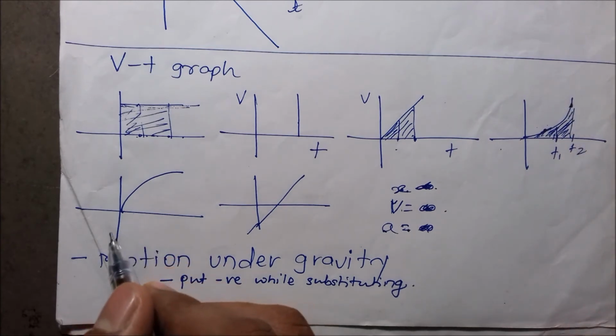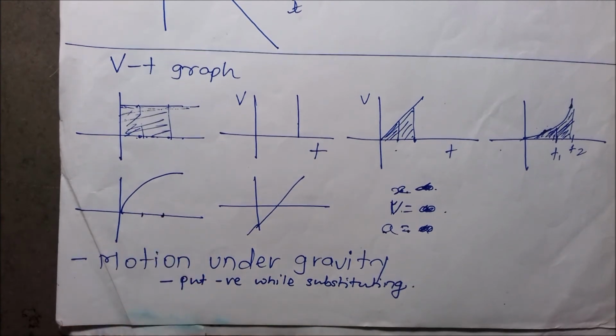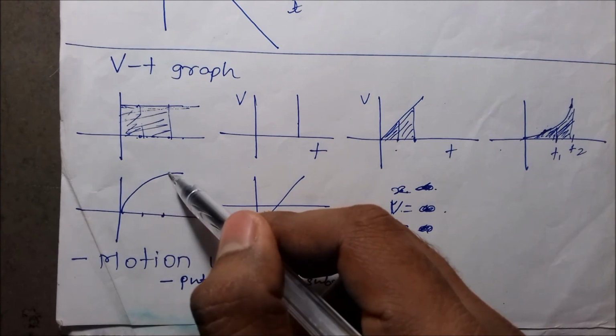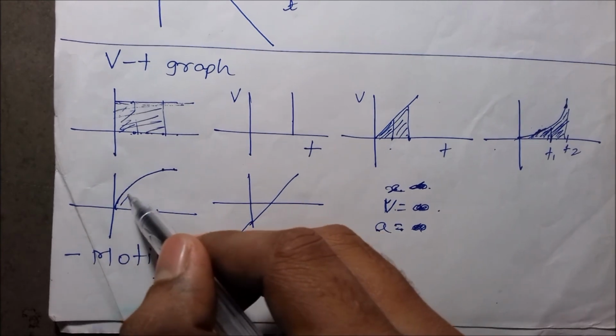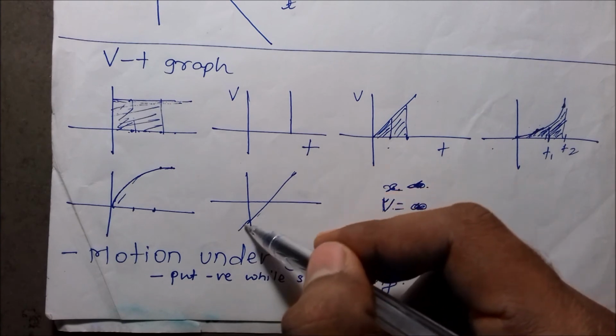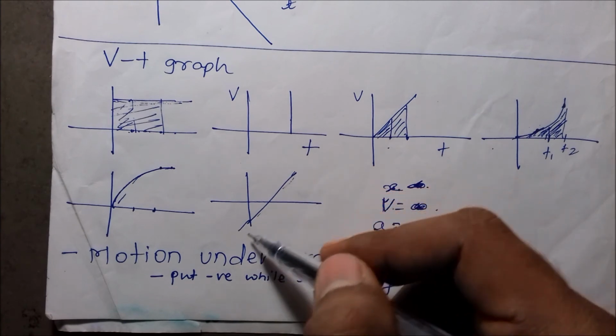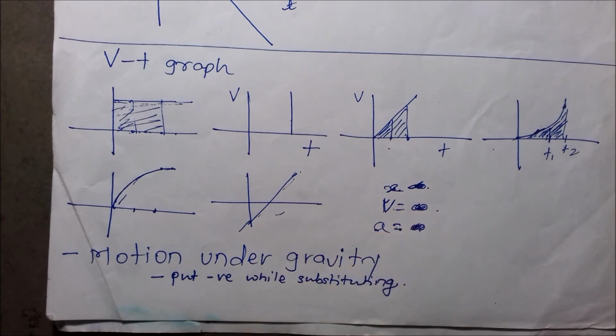Then for this graph, compared to this point, for this point there is more area, therefore x is increasing. The graph is going in an upward direction, therefore velocity is increasing. Acceleration means slope. Compared to this point, this has less slope, therefore acceleration is decreasing. For the earlier case, acceleration is constant and positive. Displacement is increasing and velocity is also increasing.